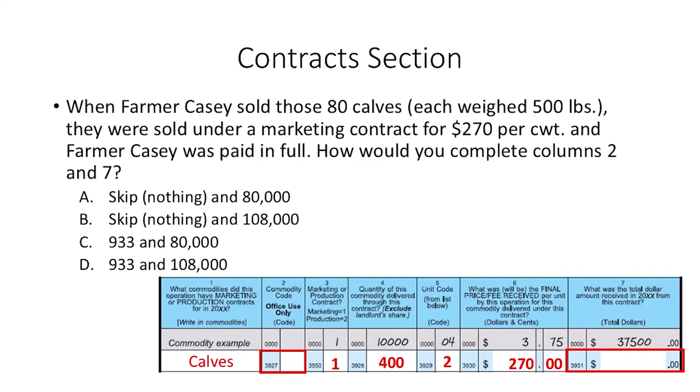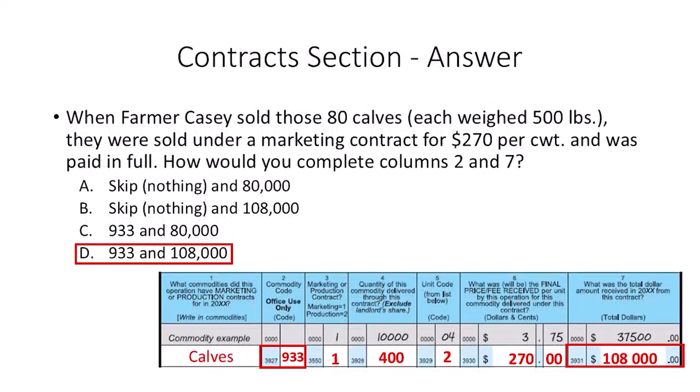Okay, let's take a look at the answer. Column 2 is for the commodity code. The office use only can be a little confusing, but this should be completed by enumerators. Please keep in mind that this survey is mailed to respondents, and having office use only cues the respondent that they do not need to complete it. Column 7 is simply 400 multiplied by $270, which is $108,000. Thus, the answer is D, 993, which is the commodity code for cattle, and $108,000.